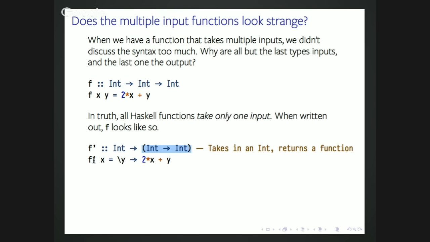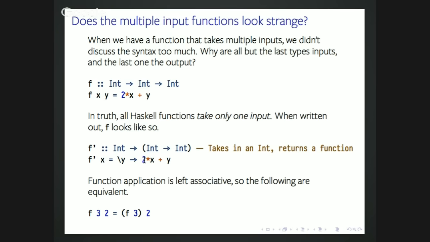So these two functions are the same, f and f prime. So f prime of x is equal to, and here I'm using a lambda expression, I'm going to return to you a function that takes in an input we'll call y. And then what it does is it takes 2 times that original x we got and adds y to it.